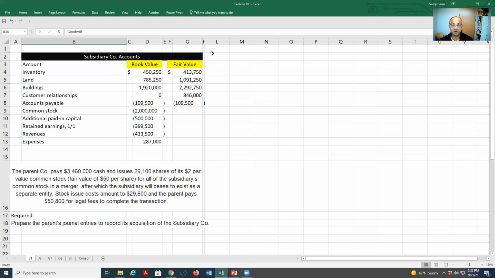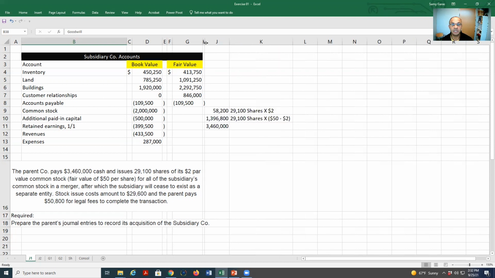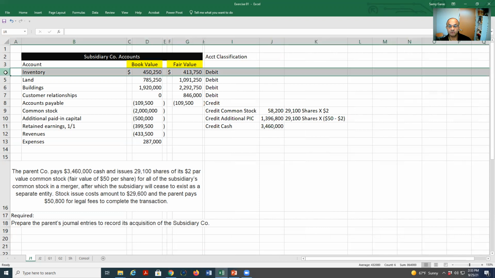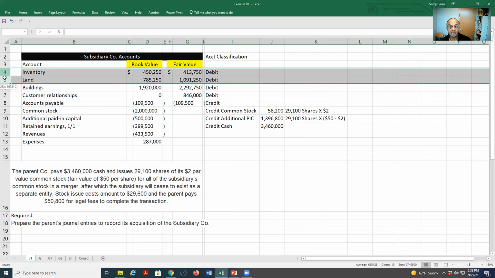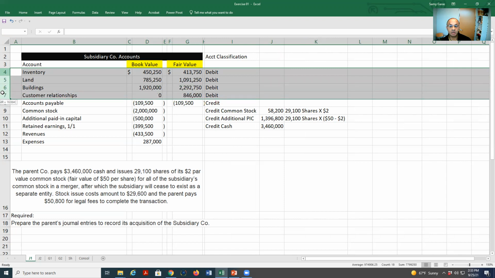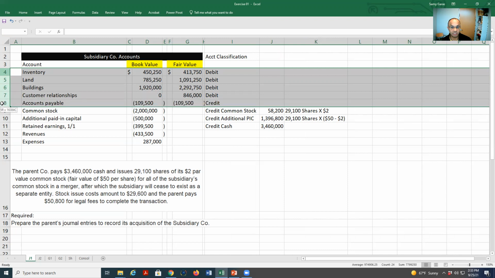So how do we start? We usually start by identifying the account. It's either debit or credit. So here you can see that the inventory is debit, land debit, buildings debit, customer relation, which is an intangible asset, is debit, accounts payable is credit.